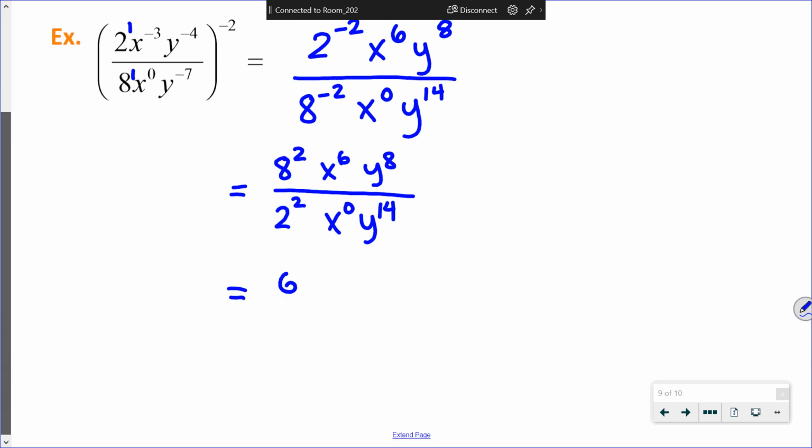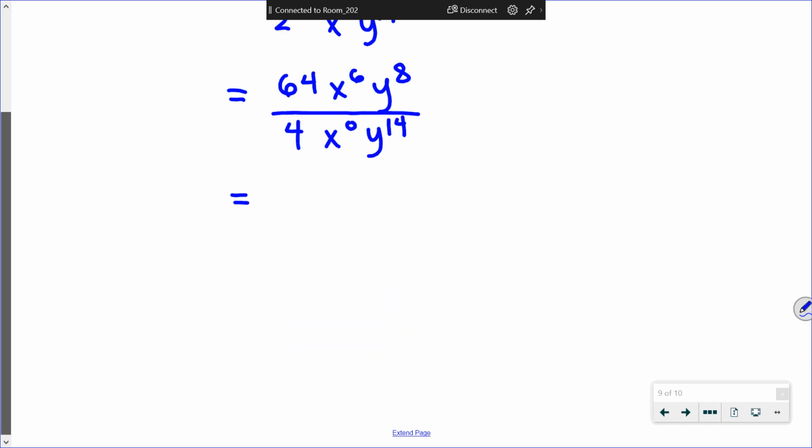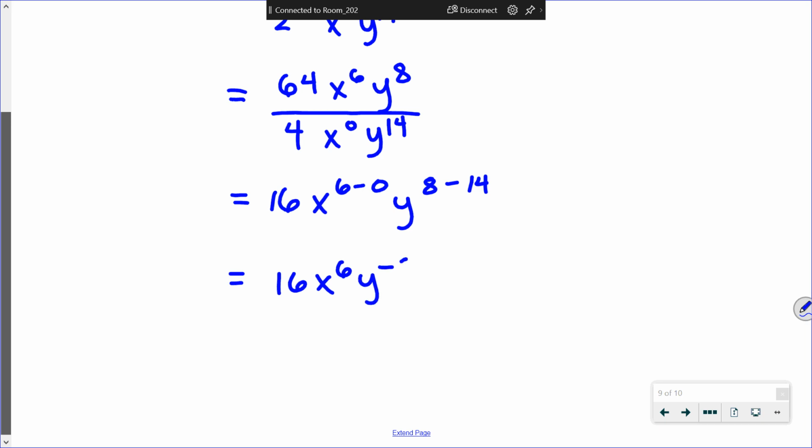So 8 to the second is 64. I'm going to keep my x's and y's alone for a minute, leave them alone. 2 to the second is 4. Got lots more simplifying to do. This is the mega example. 64 divided by 4 is just 16. Now I'm supposed to do top minus bottom. So 6 minus 0 for the x's, 8 minus 14 for the y's, which gives me x to the 6th and y to the negative 6th.